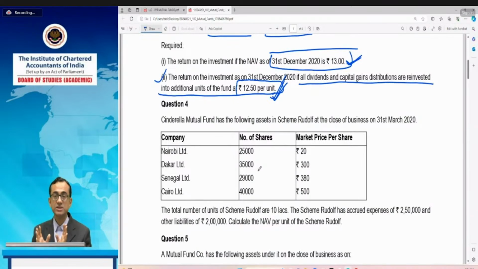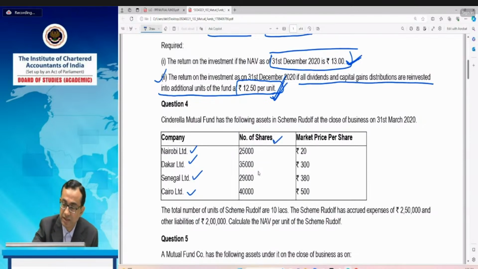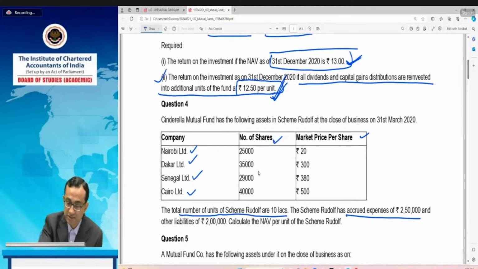So the companies in which it invested are these four companies: Nairobi, Dakar, Senegal Limited, and Cairo Limited. The number of shares is given in front of you, and the market price per share is also given. And total liabilities are also given in this case. The total number of units are given, and liabilities are also given. That is accrued expenses 2,50,000, other liabilities 2 lakh.